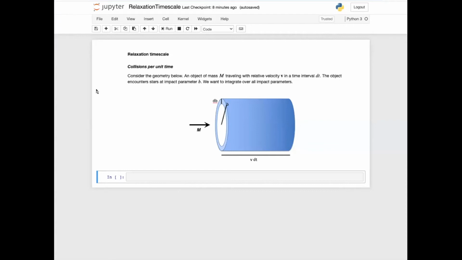Let us calculate the relaxation time scale for dynamical friction. Let's consider the geometry below. You have an object, of mass m, that is traveling with relative velocity v. In a time interval dt, it crosses this distance here, v dt. The object is encountering stars at an impact parameter b.